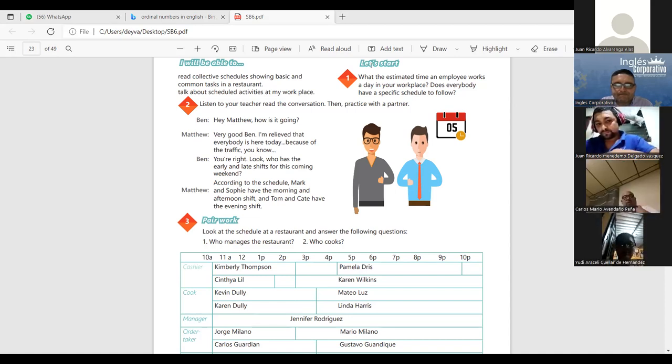Vamos a hablar sobre nuestro lugar de trabajo. Exactly. Y después de hablar sobre su lugar de trabajo, you guys will practice the conversation. Here we go.